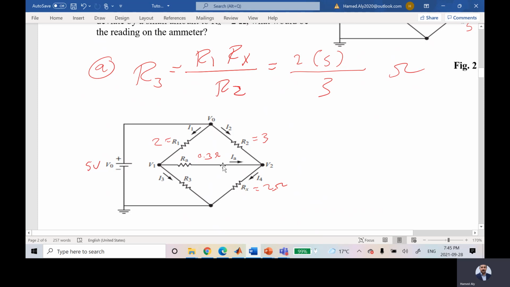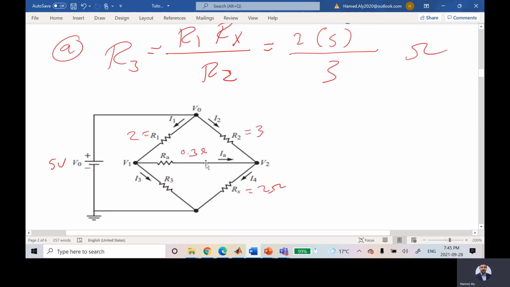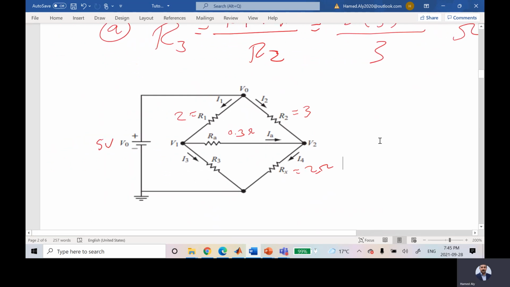Which method you like to use? It doesn't matter. Which one you like to use for finding the current IA? Excuse me? What are you saying?